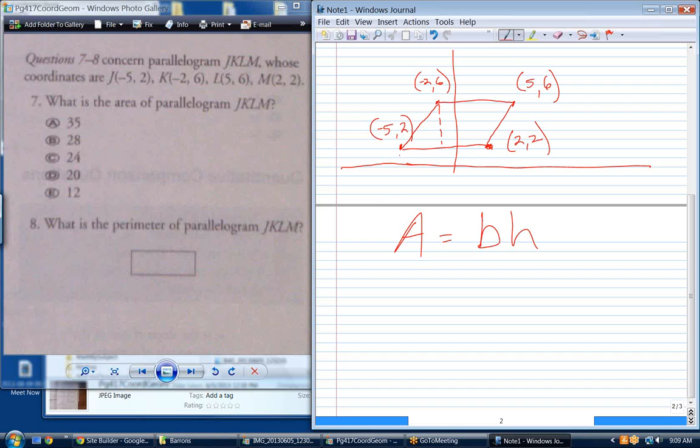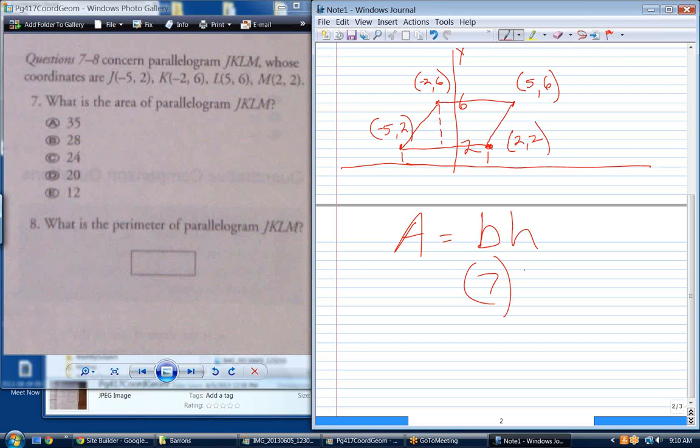What is the base? What is it from here to here? It's 7. Okay. What's the vertical height from here to here? It's 6 minus 2. Oh, okay. You see why? In other words, this point here is 6, and this point on the curve is 2 on the y-axis. So this vertical height is just the difference between the two y's.